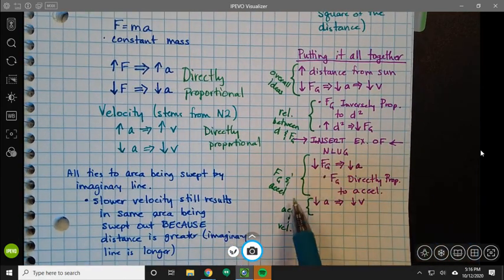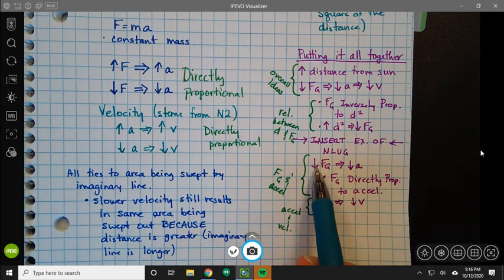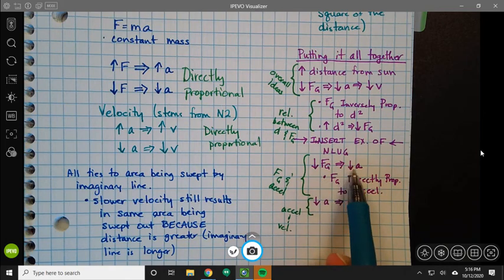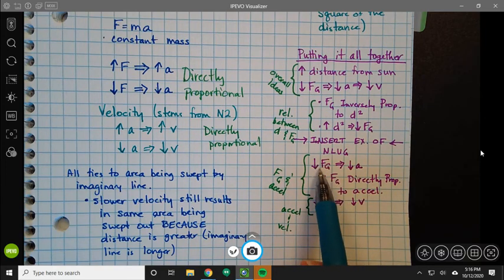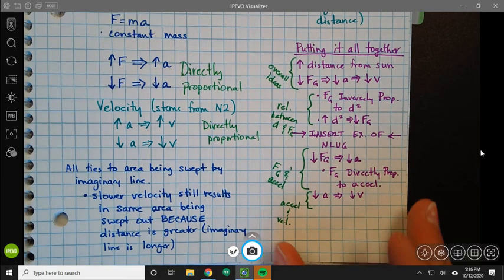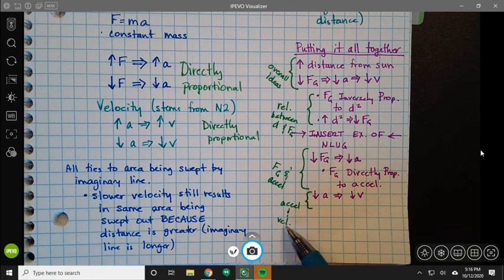So moving on, what is the relationship between force of gravity and acceleration? If you have a low force of gravity, you're going to have a low acceleration because force of gravity is directly proportional to acceleration. So if you have a low force of gravity, you'll have a low acceleration. So what about acceleration and velocity? If you have a low acceleration, you're going to also get a low velocity.